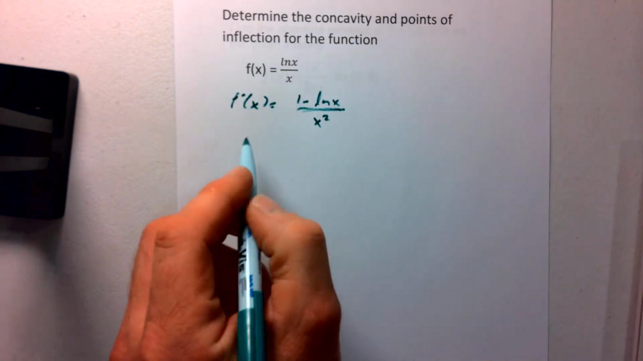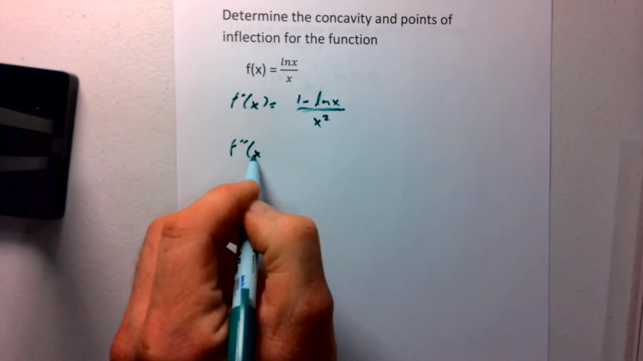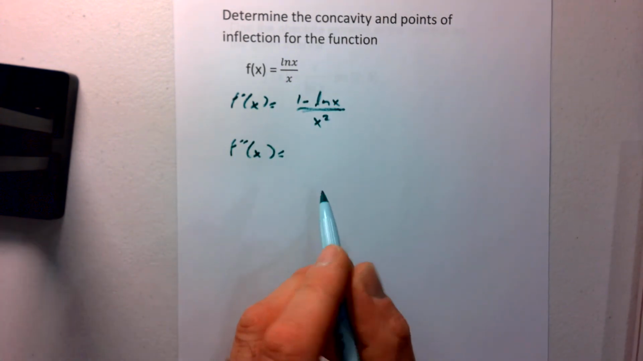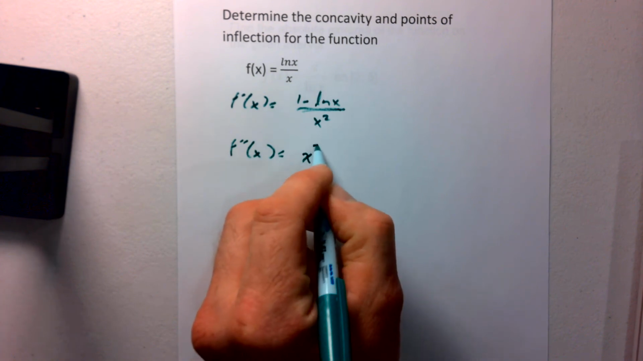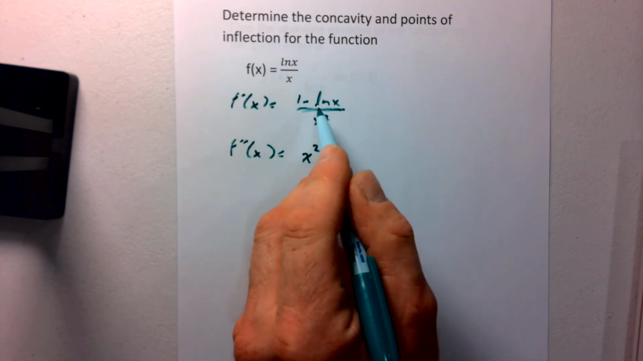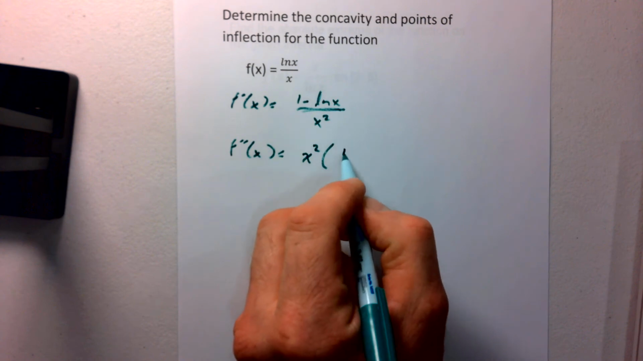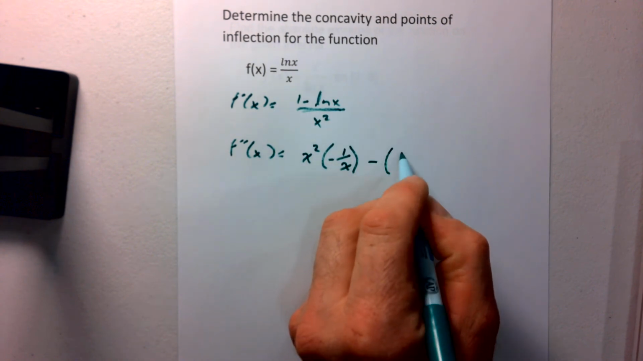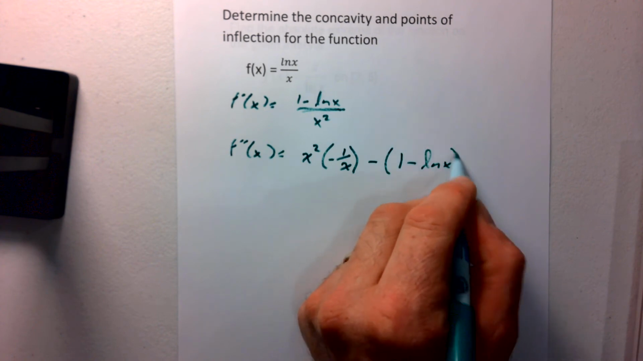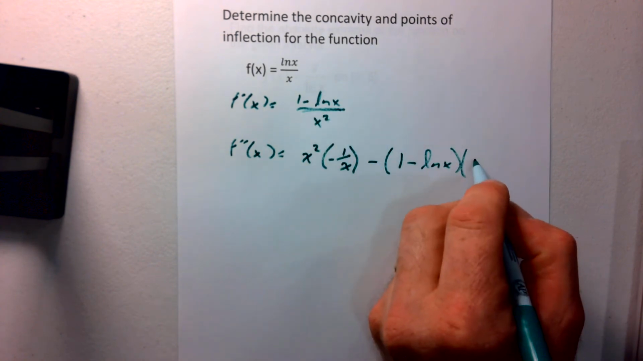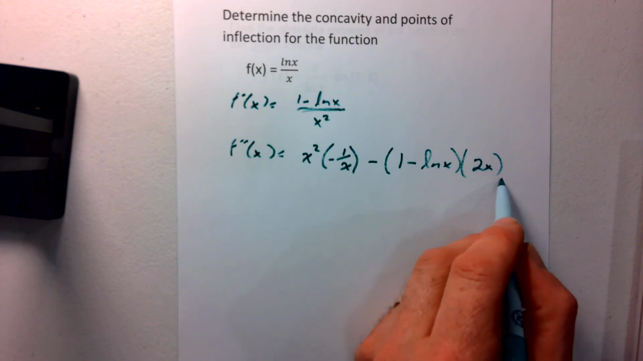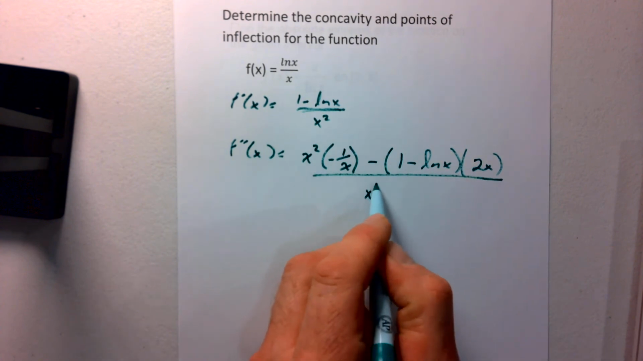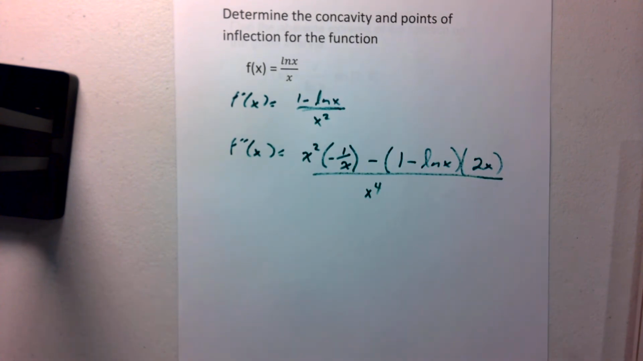So my concavity comes from the second derivative. So I'm going to go ahead and find the second derivative of this. Again, I have a quotient rule. So I have x squared, low, d high. Derivative of 1 minus natural log of x is negative 1 over x. From that, I'm going to subtract my high, 1 minus the natural log of x, times the denominator derivative, 2x, all over x to the 4th, as that marker starts to run out.